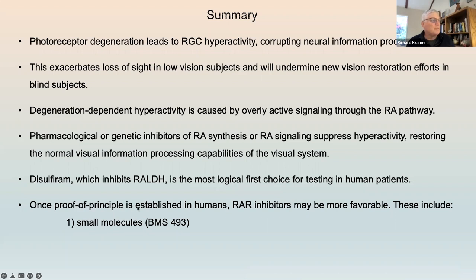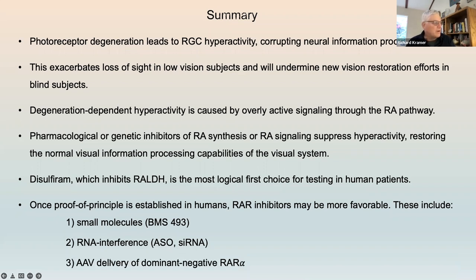It may not be good as a long-term treatment, but if we can prove the principle that it works in humans, retinoic acid receptor inhibitors might be more favorable as a long-term treatment. That includes small molecules and RNA interference drugs that block the expression of retinoic acid receptor. These would be RNA therapies like antisense oligonucleotides or small interfering RNAs. And finally, I mentioned AAV for permanently blocking RAR activity with this dominant negative retinoic acid receptor.